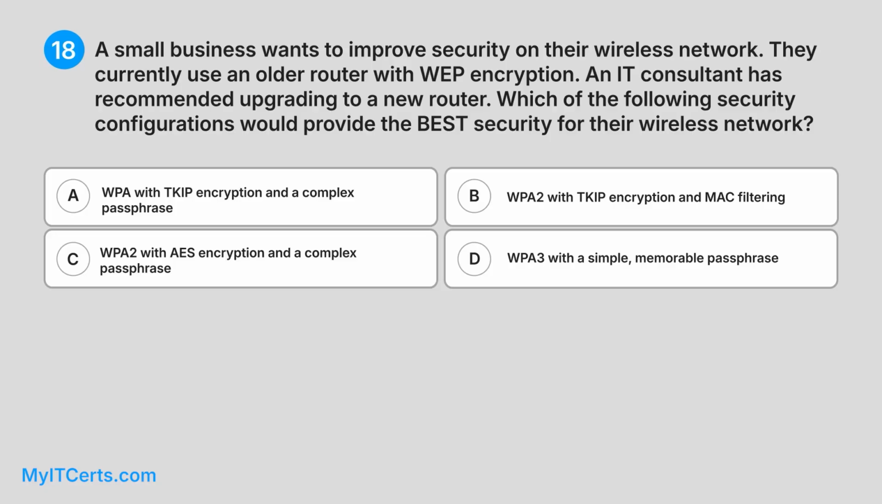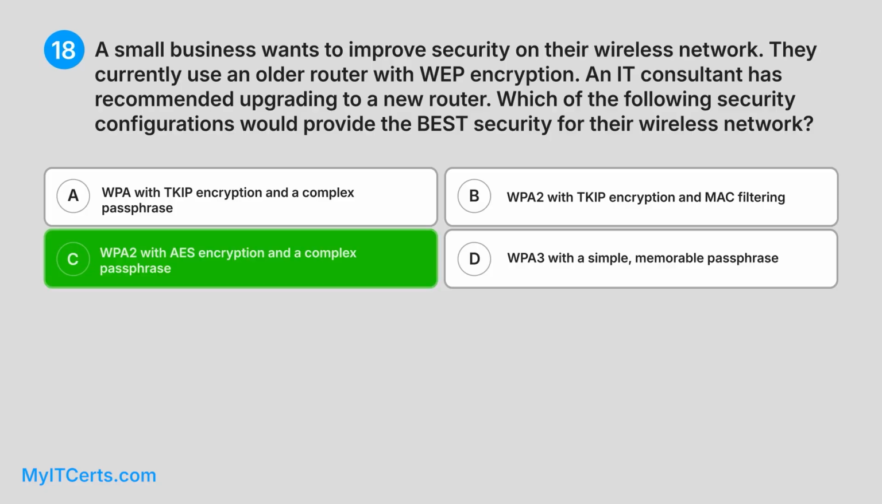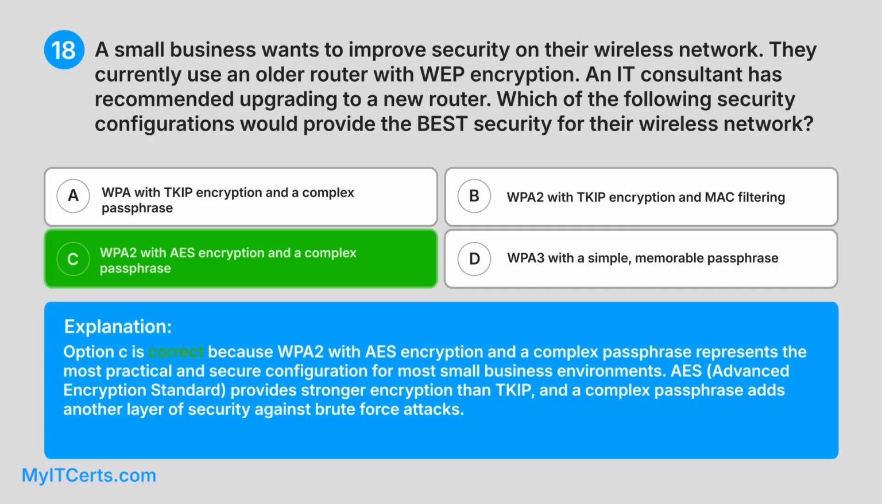Correct answer, C. WPA2 with AES encryption and a complex passphrase. Explanation. Option C is correct because WPA2 with AES encryption and a complex passphrase represents the most practical and secure configuration for most small business environments. AES, Advanced Encryption Standard, provides stronger encryption than TKIP, and a complex passphrase adds another layer of security against brute force attacks.